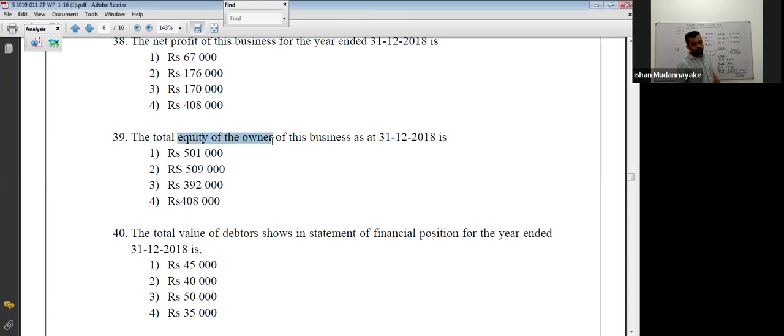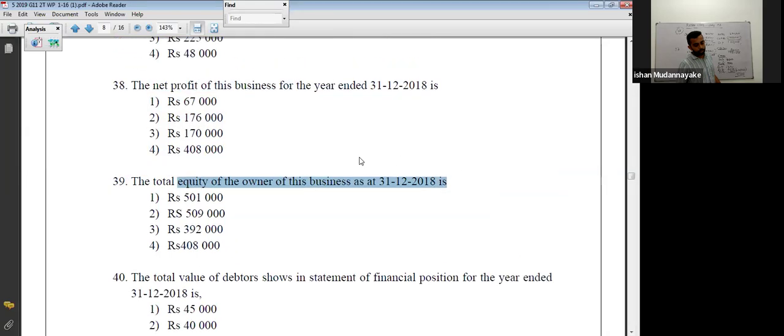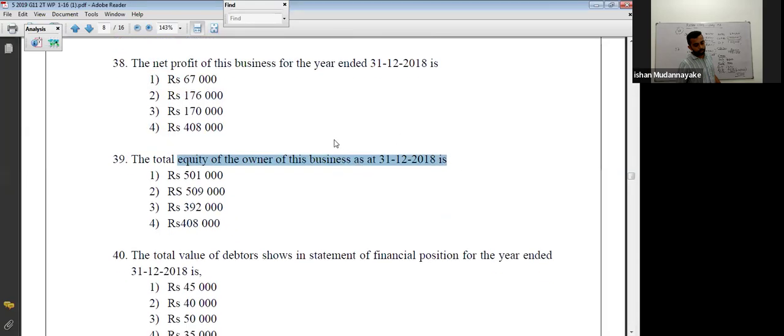Total equity of the owners. Am I closing now? Closing equity. What is the answer for the question number 39? Can you give me an answer?